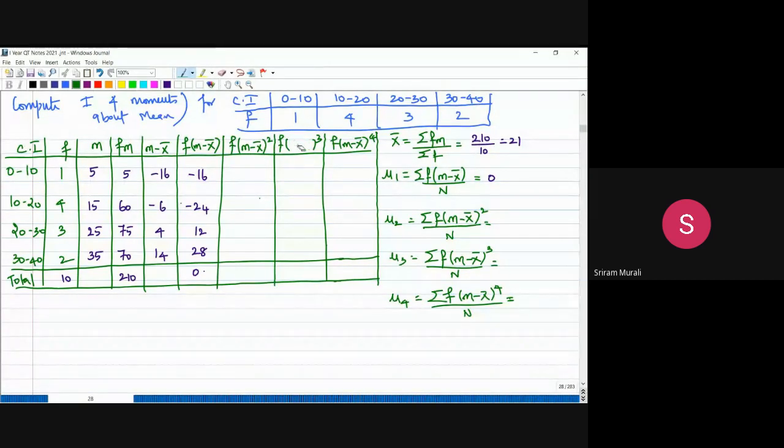This is m minus x bar the whole cube, and it is m minus x bar the whole power 4. M minus x bar the whole square means 16 square into 1, 256. This is 6 square into 4.